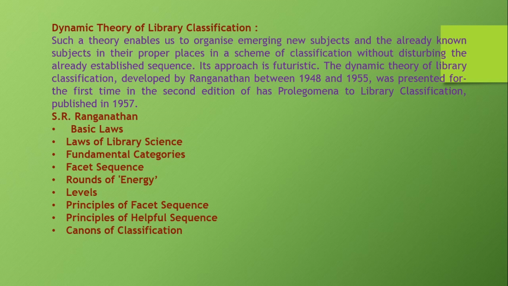Fundamental categories. A subject may manifest itself in any one or all of the fundamental categories. He postulated that there are 5 and only 5 fundamental categories, named time, space, energy, matter, and personality, PMEST. Facet sequence. The 5 fundamental categories form the following sequence when they are arranged according to their decreasing concreteness: PMEST.